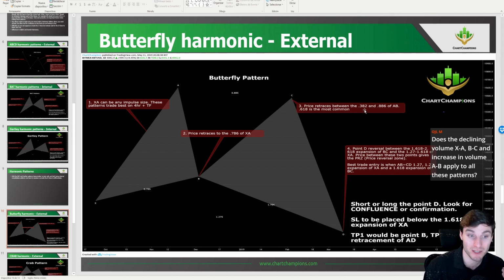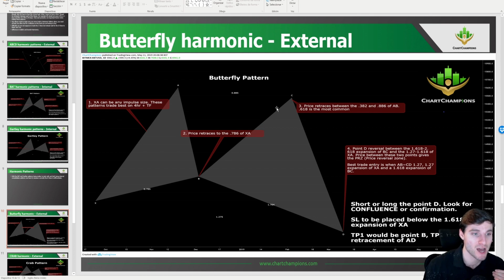618 is the most common, but it can be between the 382 and the 886. You want to get into your short positions and trade that straight back down, breaking the lows. I was going to mention something very important there, and it was in my mind, I forgot. Anyway, you want to see those signs on the C wave, and this is why I like trading C, because it's so easy.